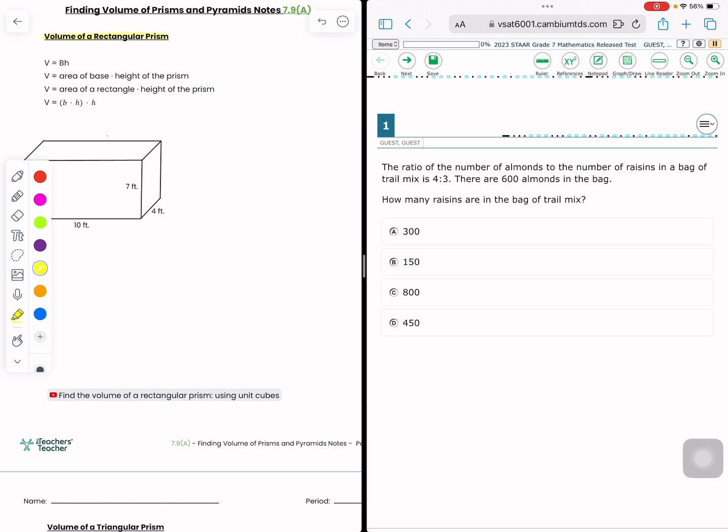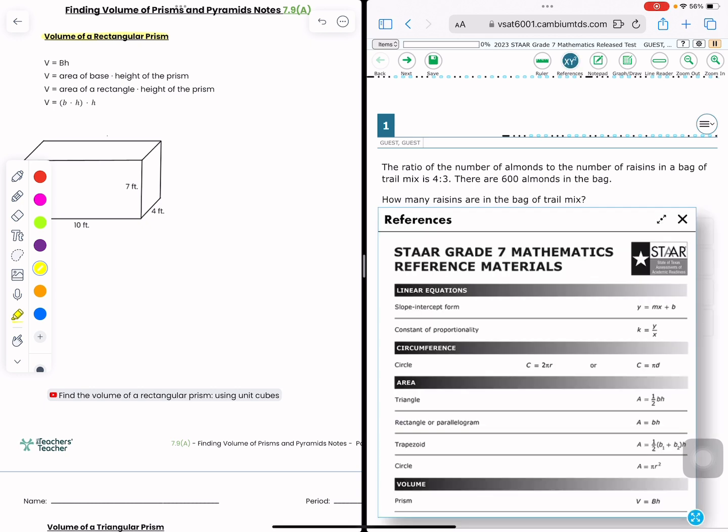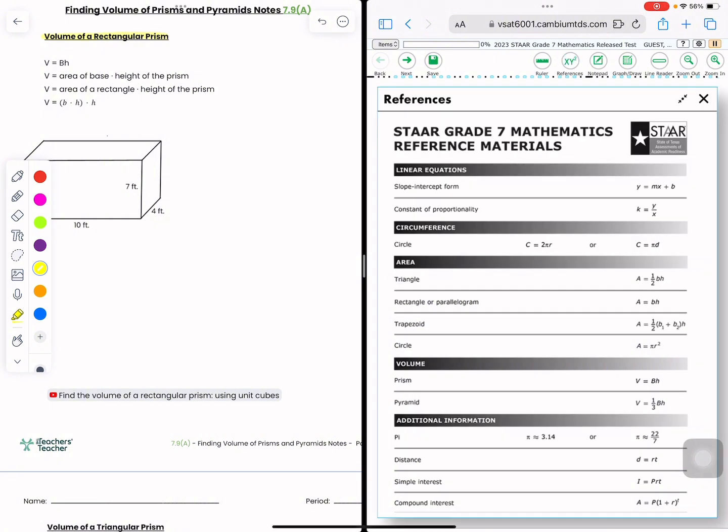In the top right-hand corner, you're going to notice you have access to a ruler, references, a notepad, graph draw, line reader, zoom out, and zoom in. If you click on references, it's going to go ahead and give you the 7th grade reference materials. If you click on the little arrow right next to the left of the X, it will expand it out and make that reference material a little bit larger for you to view. And you'll notice that it's been broken down into some sections. So the first section is labeled linear equations, and then we have circumference, area, volume, and additional information.